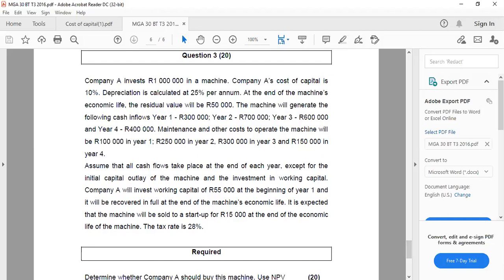Can everyone take a screenshot? I want to go to my Excel document. Can I move on to Excel? Yes.